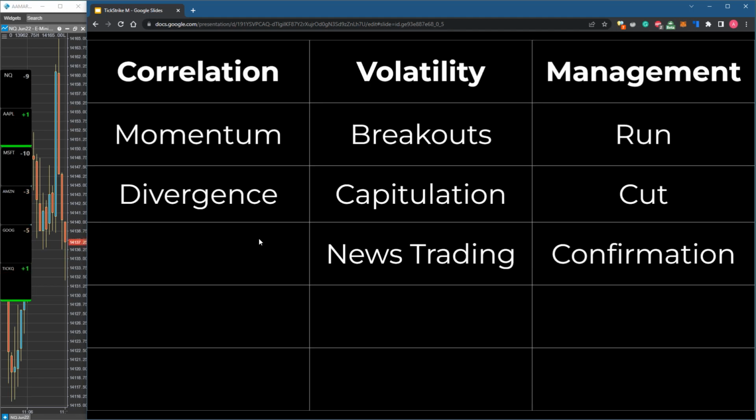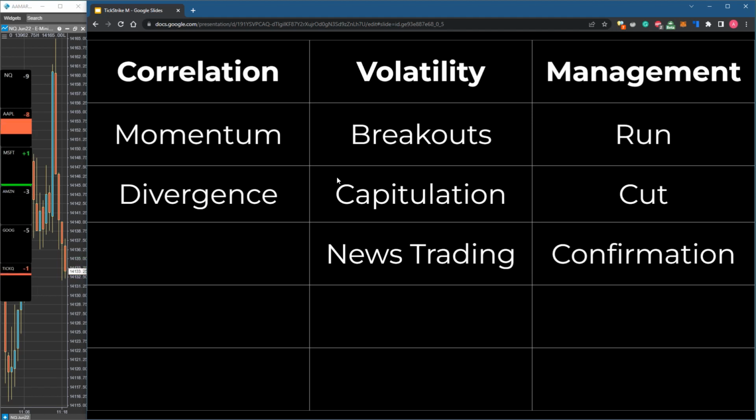Now, how do you use this thing? What are the ways that you can use TickStrike? I put them in three main camps. They cross over a little bit, a bit of a Venn diagram. The first one is correlation, where you're looking for, say, Apple, Microsoft, Amazon, these big guys moving together to give you momentum, right? And contrary to that, we're also looking for divergence, and I'll explain more what I mean by divergence in the following slides. Then we also have volatility, right?